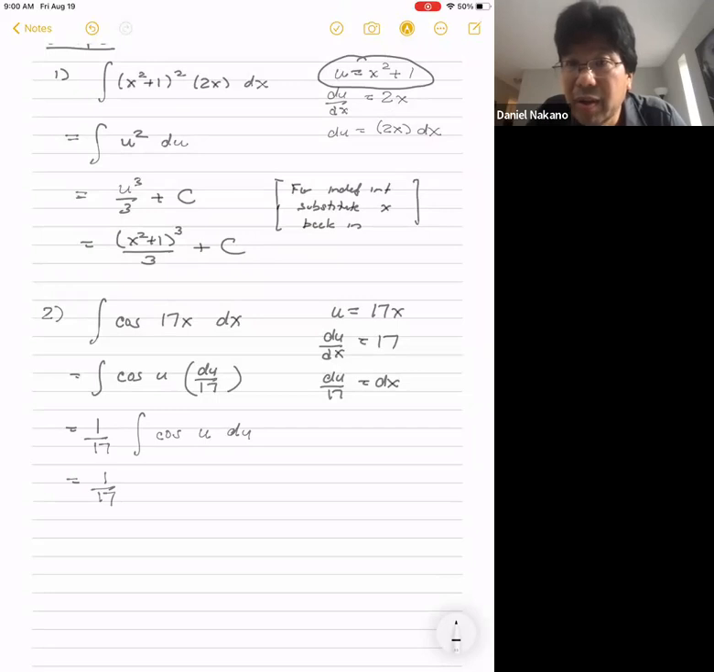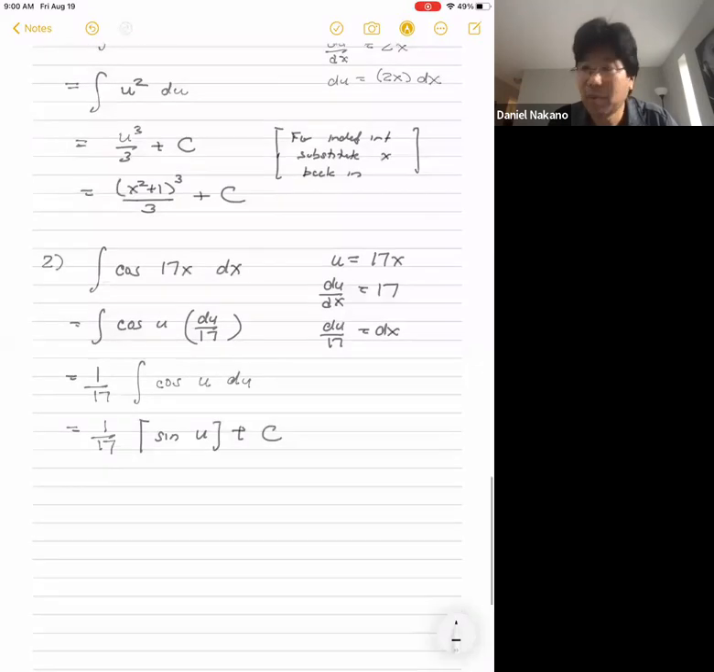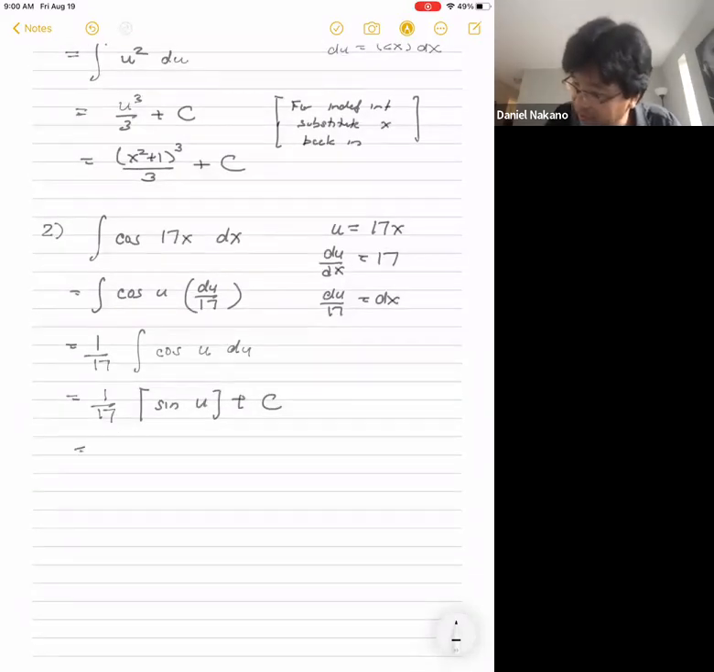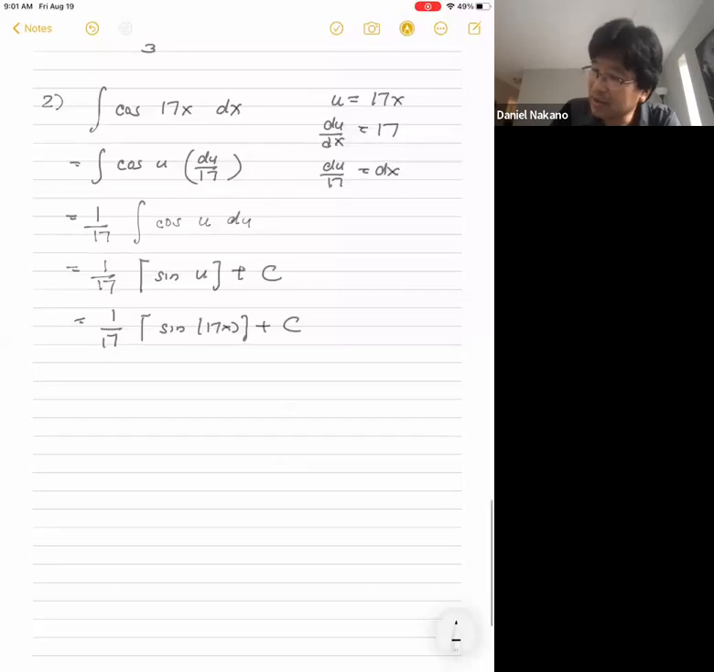What is the antiderivative of cosine? Sine. Sine, good. Great. And then what we get to do is substitute the 17x back in. It's as easy as that. Any questions? All right, now I'm going to give you a problem which is slightly trickier, but we just use our imaginations a little bit.